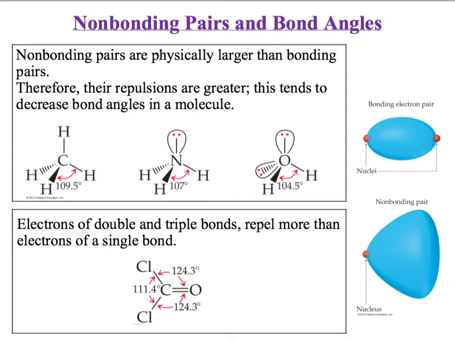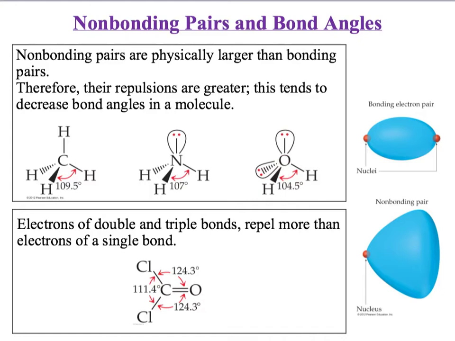Alright, so a couple of important notes when talking about the effects of non-bonding pairs and when you have multiple bonds, like double or triple bonds, and the effects these have on bond angles of a molecule. Non-bonding electron pairs are larger than bonding pairs, thus their repulsions are greater, tending to decrease the bond angles in a molecule. We can see that here, where this non-bonding electron pair is pushing everything else down. Same thing here with water. You have two non-bonding electron pairs which are pushing these hydrogens down and away.